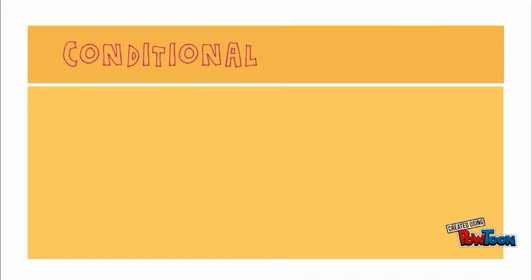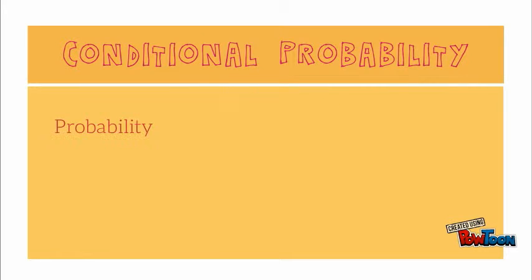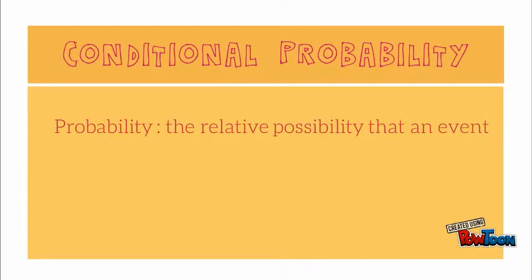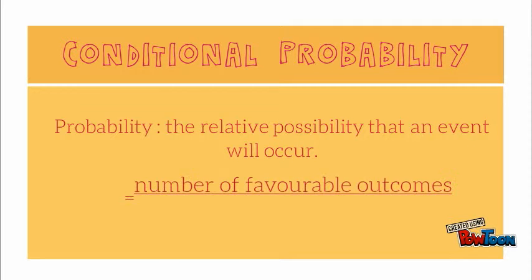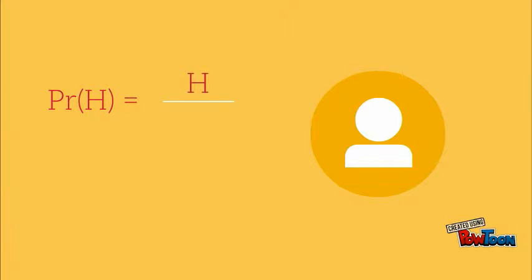Let's delve into the world of conditional probability. You should already know that probability refers to the relative possibility that an event will occur, as expressed by the ratio of the number of favourable outcomes observed to the total number of possible outcomes. For example, the probability of a flipped coin landing on a head would be 1/2.